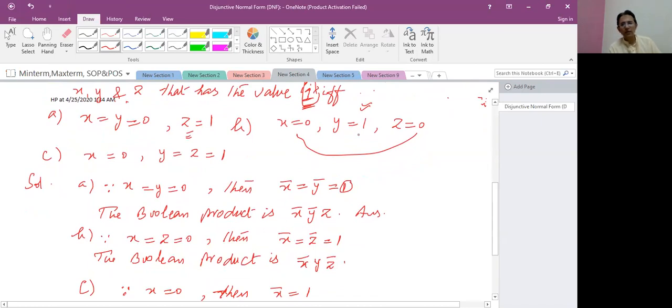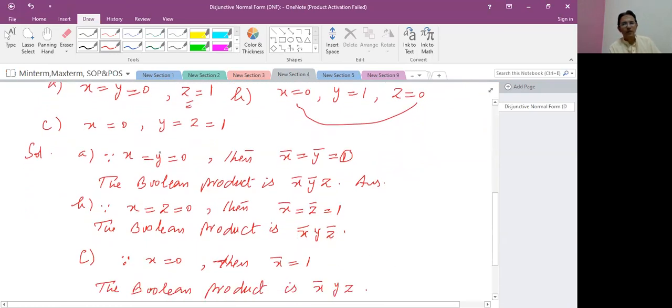Now the second condition is x and z both are 0. So we will take the complement of both, so it is equal to 1. So x complement, z complement, and y as it is because it has 1. So x complement y z complement is the second part.